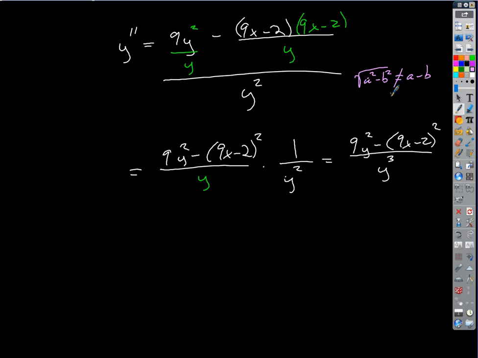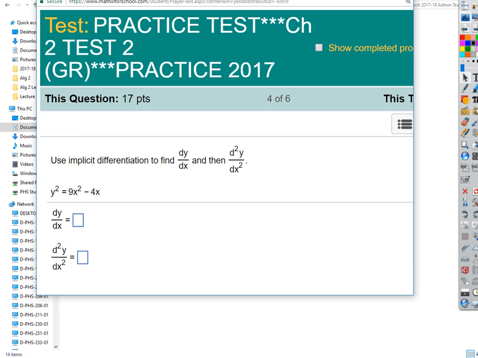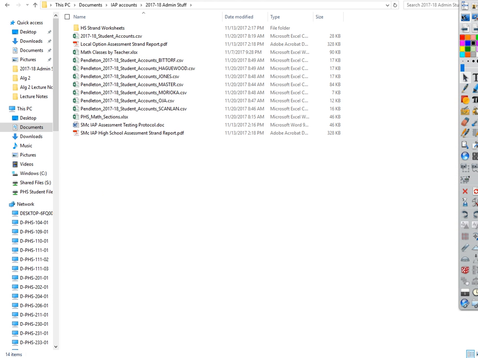Let's put this one in and see what the test thinks about this if we just leave it like this. Just so I can see what's going on, I'm going to put it over here for a second.